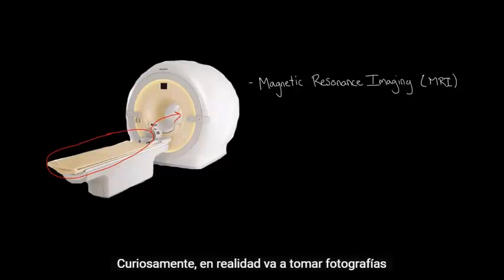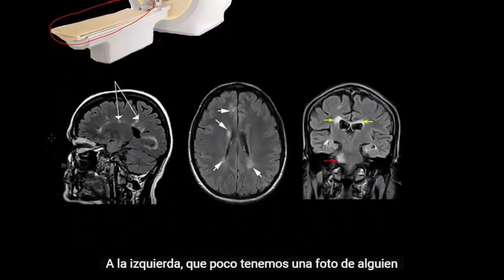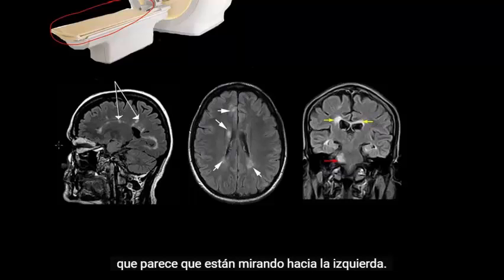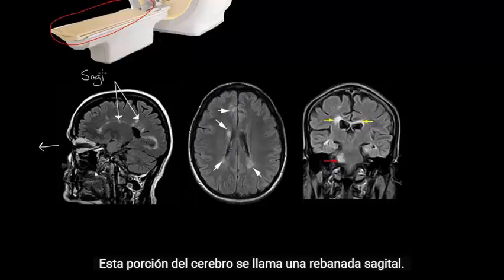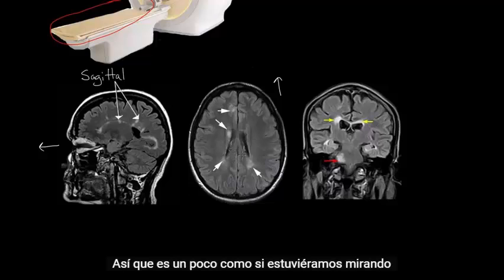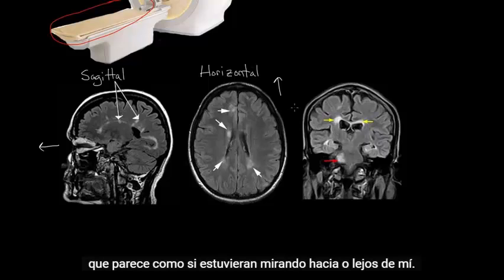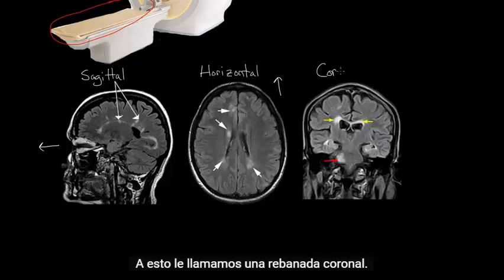Interestingly enough, it's actually going to take pictures from 3 different perspectives. So on the left, we kind of have a picture of someone who looks like they're looking towards the left. This slice of the brain is called a sagittal slice. In the middle, it looks like we have a slice of someone who's looking in this direction. So it's kind of as if we're looking down from the top of their head. And we call this a horizontal slice. And on the far right, we have a slice of someone who looks as though they're looking towards or away from you. And we call this a coronal slice.